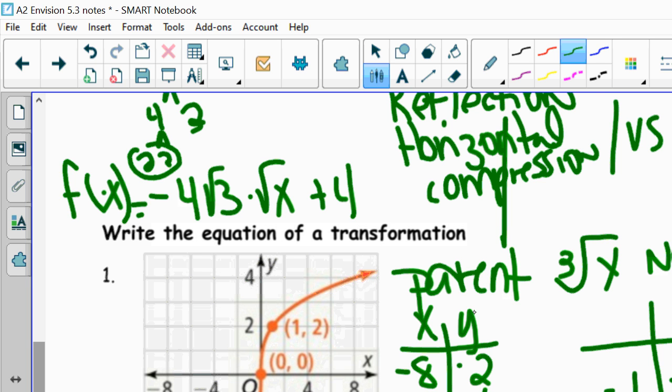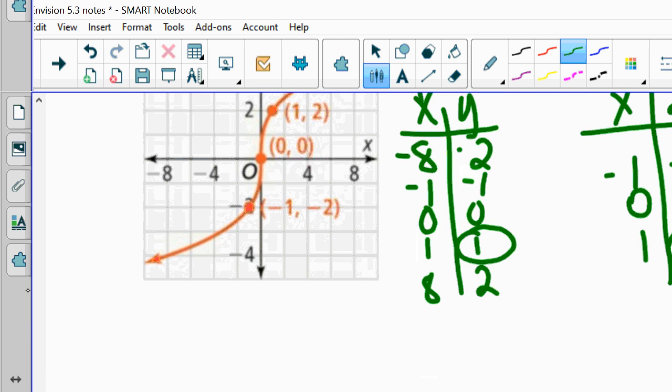What happened were my y values changed. So what did y get multiplied by? Well, what do I have to multiply 1 by to get a 2? 2, right? So this was a 2y. My x's stayed the same. Okay. So I see that the equation, I could say f of x equals 2 times the cube root of x. Okay.